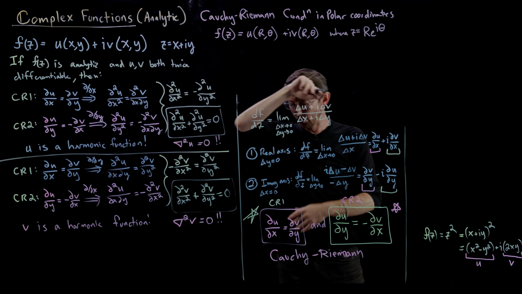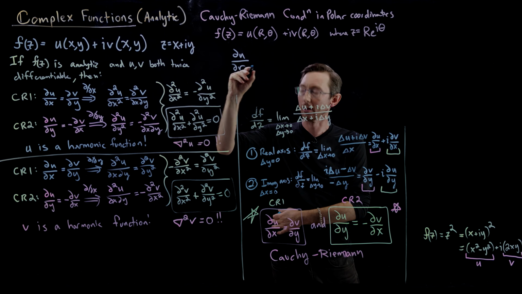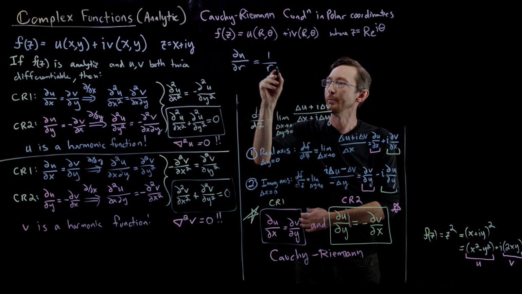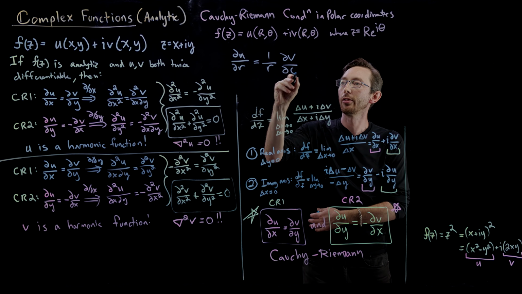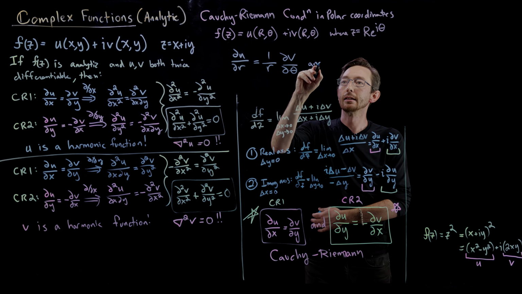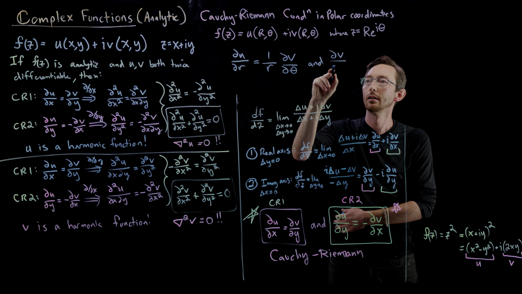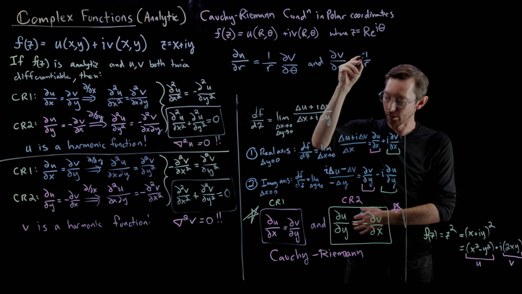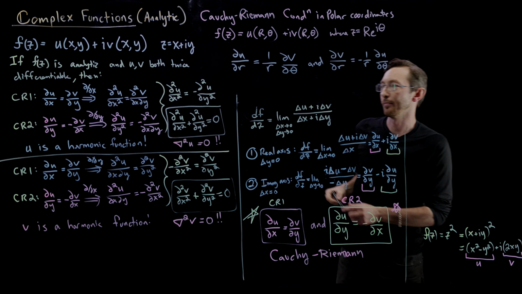So Cauchy-Riemann in polar is going to be something to the effect of partial u partial r, the squeakiness, actually, I find very reassuring, it means I've been writing, equals 1 over r partial v partial theta. That's one of the Cauchy-Riemann conditions. And partial v partial r equals minus 1 over r partial u partial theta.